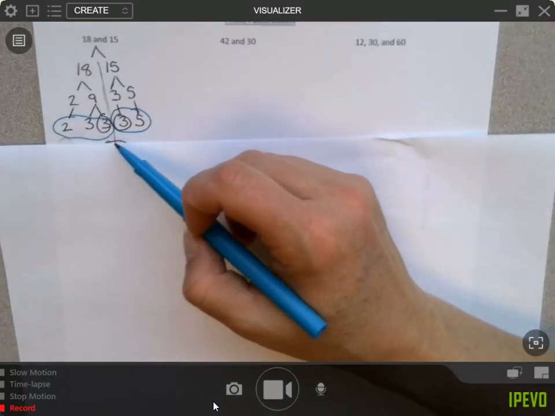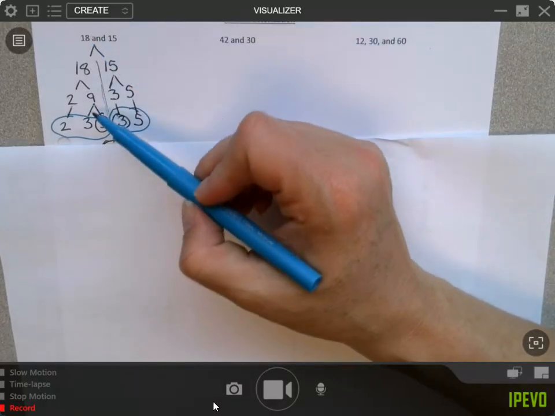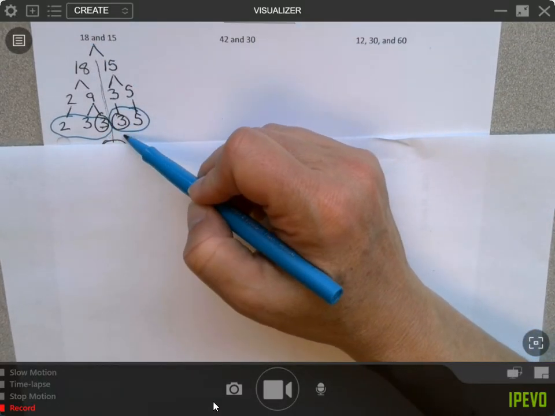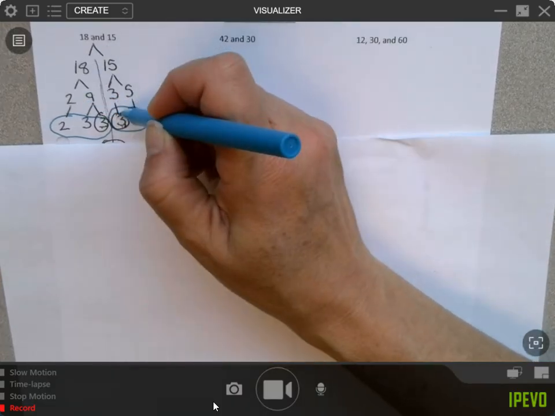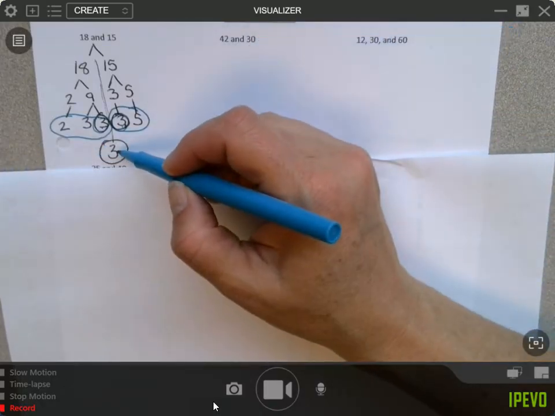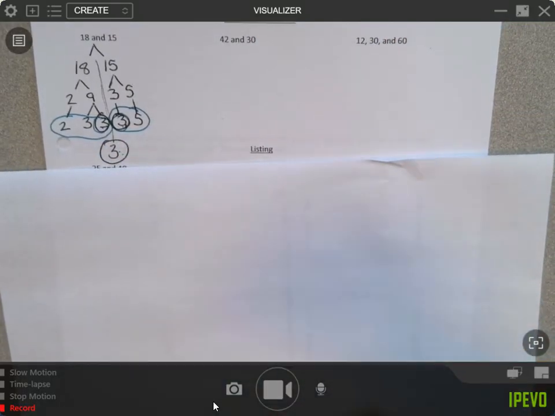I'm going to look to see what my prime factors are. They only share one factor. So I can say they share this 3 and this 3 from the 18 and the 15. So I know my greatest common factor is going to be 3.